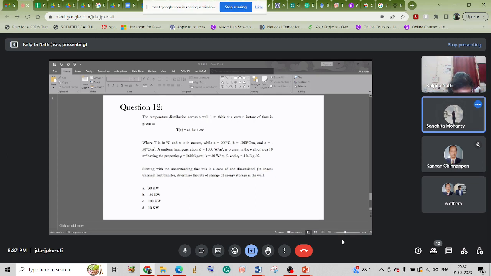Ma'am, during E in, I did x equals 0. Then in E out, I first differentiated. No, differentiate once only. In both equations it will be the same. Just replace x with 0 in one and L in the other portion. L value is already given. Yes, I got something there.